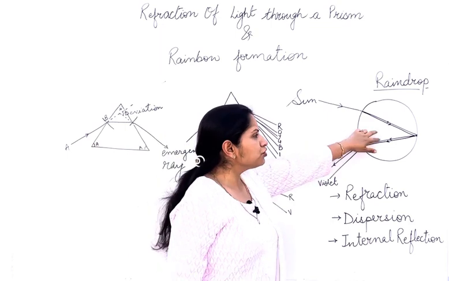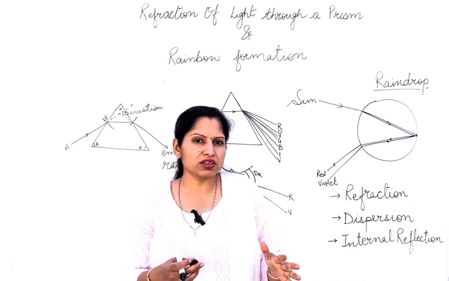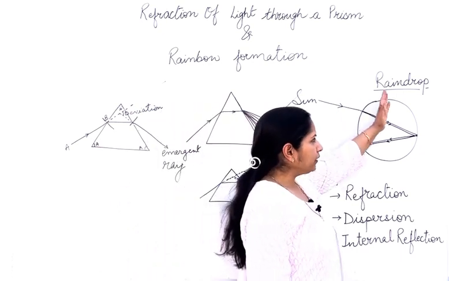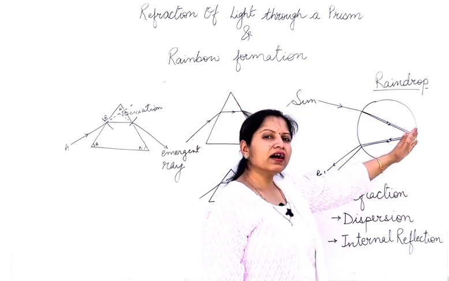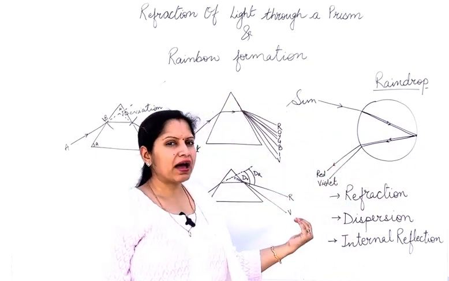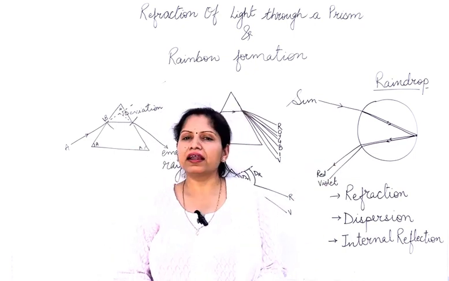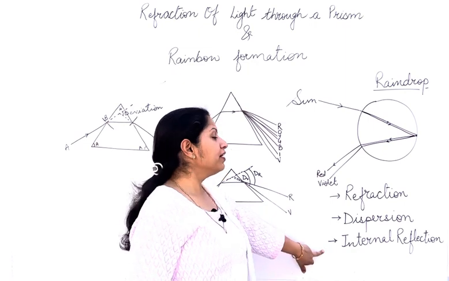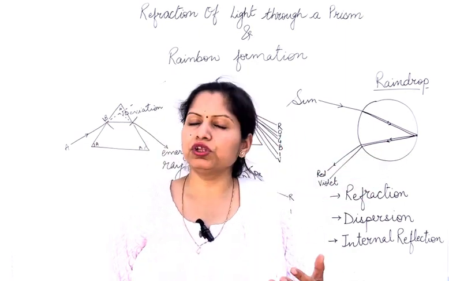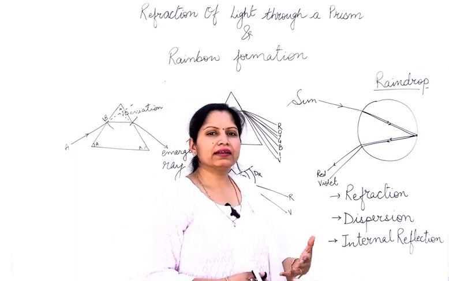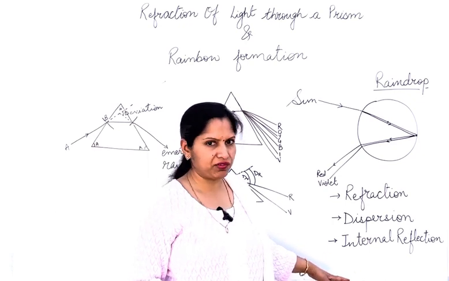I have just shown two light rays, that is violet and red, but it will be dispersing into all the 7 components. Then when these light rays strike the opposite surface of the raindrop, some part will be reflected back in the same medium only, and that is known as internal reflection. That is bending back of the light rays.